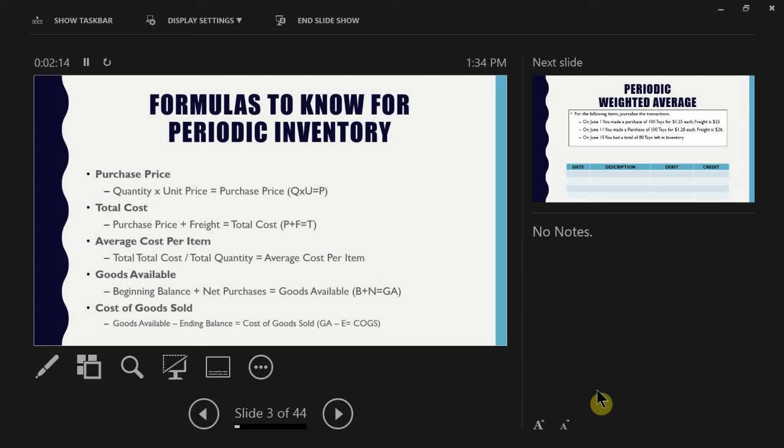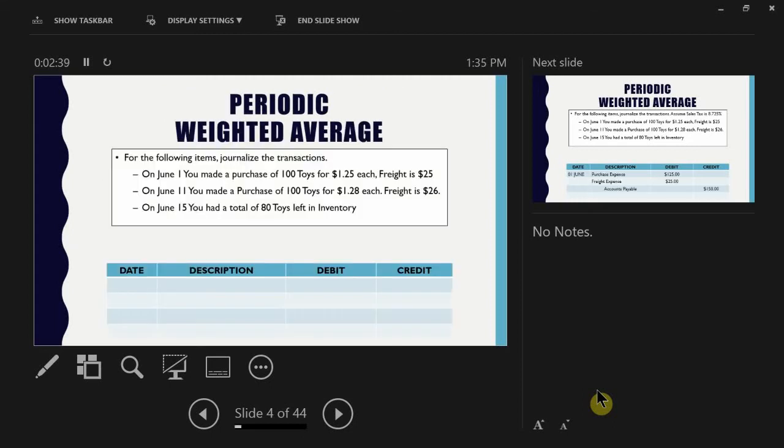Because at this point, we don't care about batches. All we care about is what our total cost was and how much quantity we purchased overall. Okay, so that's the most important concept here, understanding this average right here. And then the other two formulas are once again standard as well. They don't change. So let's go ahead and take a look at an example.